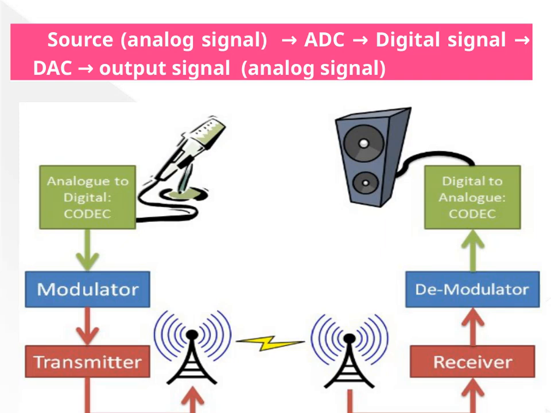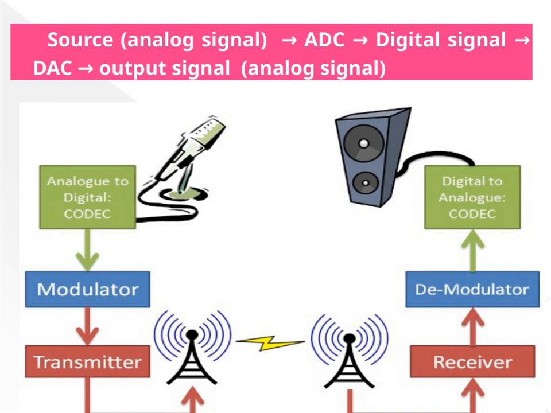Let's walk through this signal flow to understand how analog signals are converted and processed. It all starts with the source, which is our original analog signal. This could be anything like sound, temperature, or other real-world data. To work with this signal digitally, we use an analog-to-digital converter, or ADC. The ADC samples the analog signal at specific intervals and converts these samples into digital data that a computer or digital system can understand. Once we have the digital signal, it can be processed, stored, or manipulated in various ways.